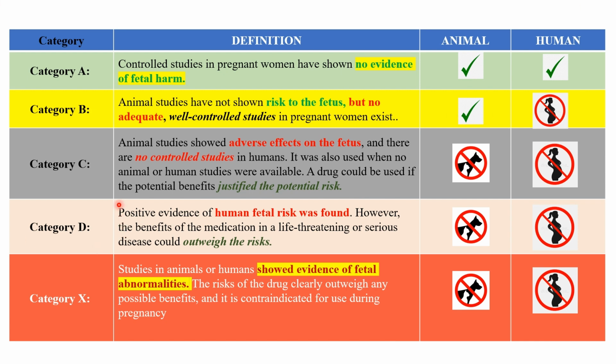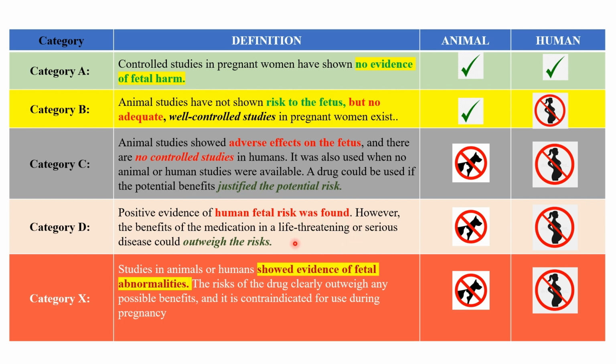And now category C. In animals it has shown adverse effects on the fetus, and in human beings it may also cause damage to the fetus, but this medicine can be provided to a patient who is in need, what we scientifically call justified potential risk benefit. So the medicine can be provided on the risk benefit basis. So category C is not safe for pregnant women.